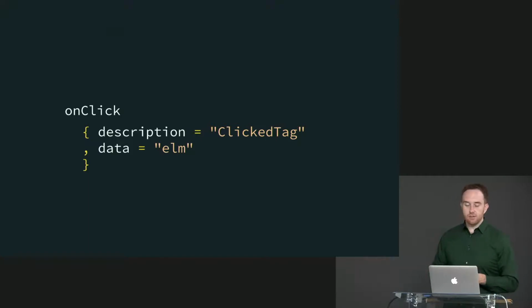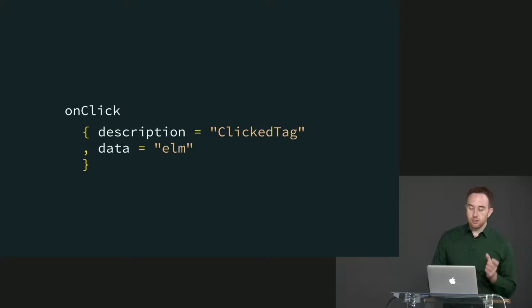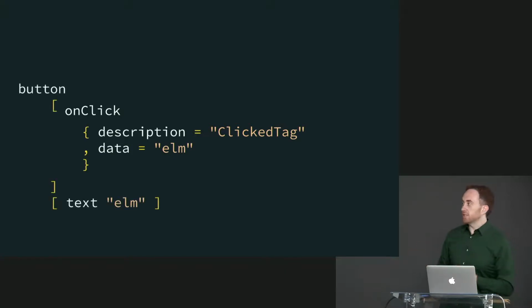The way that this is going to get into update is by specifying it as an on-click handler in the view. So when the view is rendering or describing this button that the user is going to click to send a message to update, here's how it does it. There's a function called onClick, which takes as an argument the exact message that's going to be sent to update when the click happens.